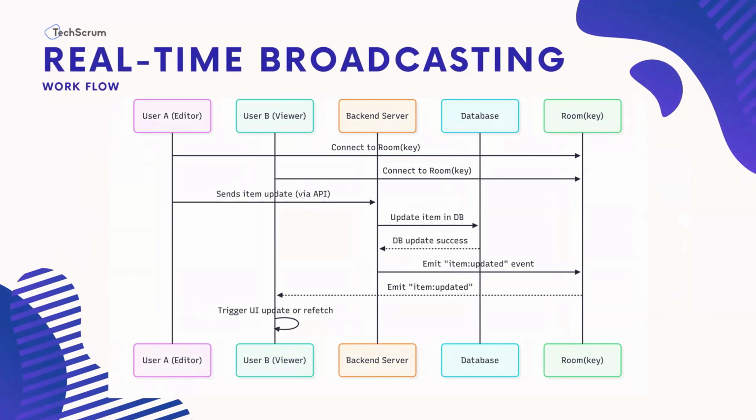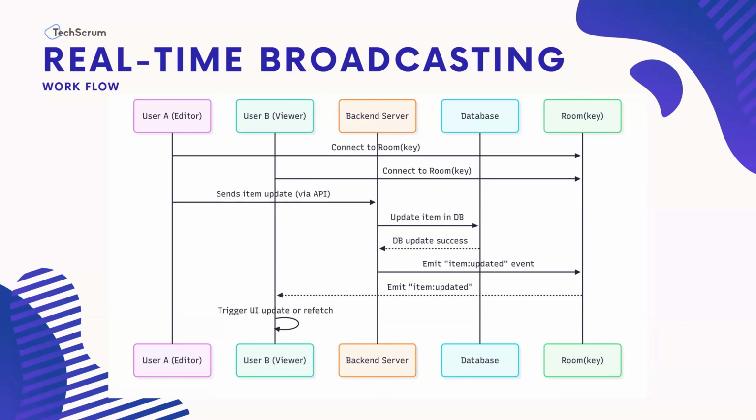Here, we have a diagram illustrating the real-time update workflow in TechScrum. At the beginning, both user A and user B connect to a shared room via a WebSocket. This room is identified by a unique key, which typically corresponds to something like Sprint ID or project ID. This allows users to work on the same context to stay in sync.